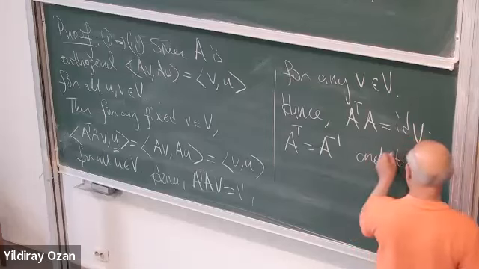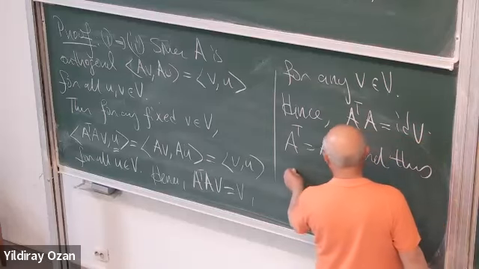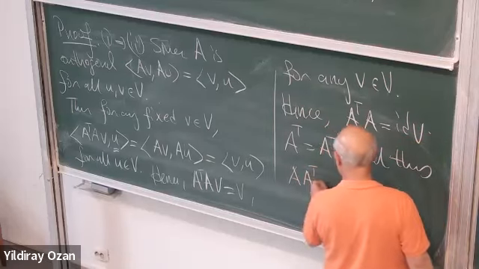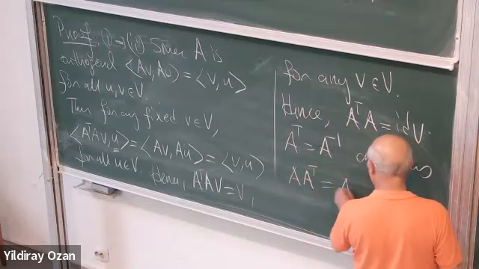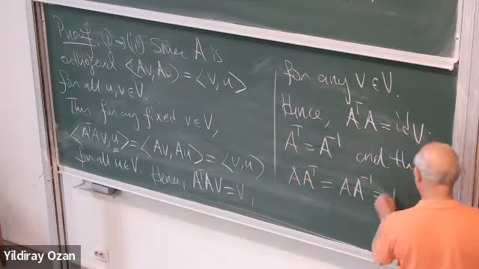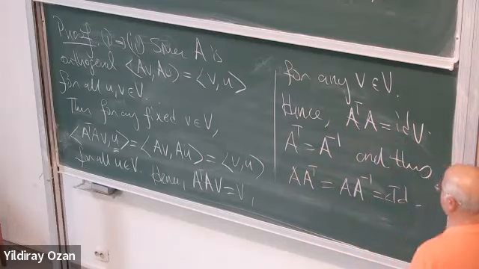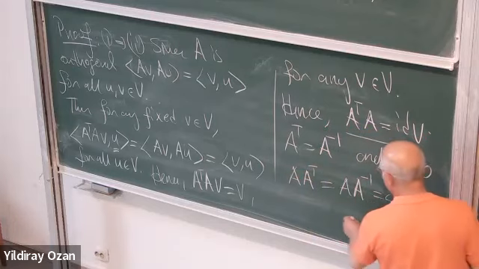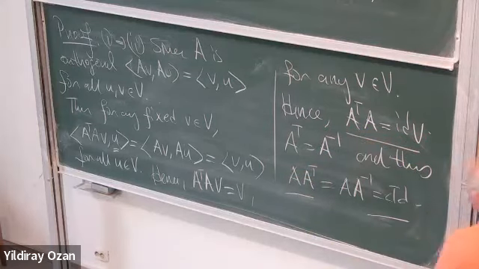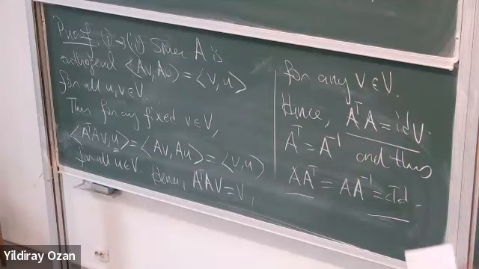And thus A transpose, also A times A inverse, which is the identity. So both A transpose A and A A transpose are equal to identity. So this proves two. Now let's see.